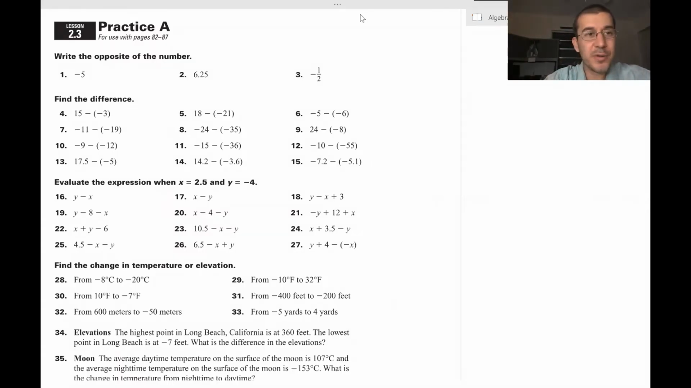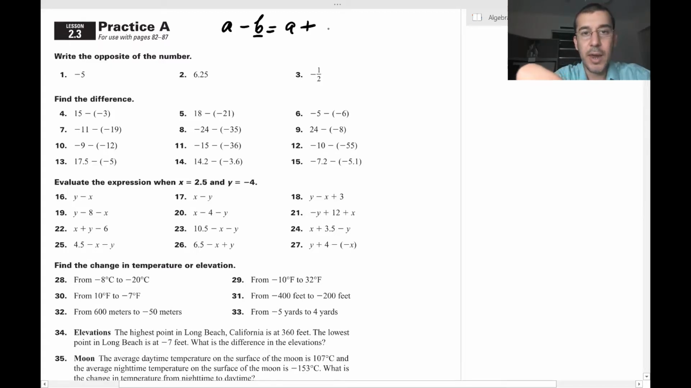This is Oliver. We're doing section 2.3, which is about subtracting real numbers. The main concept of this section is when you have two numbers, such as a minus b, this is the same as adding the opposite of b to a. So this is it. As long as you understand this, then you should be fine in this section.